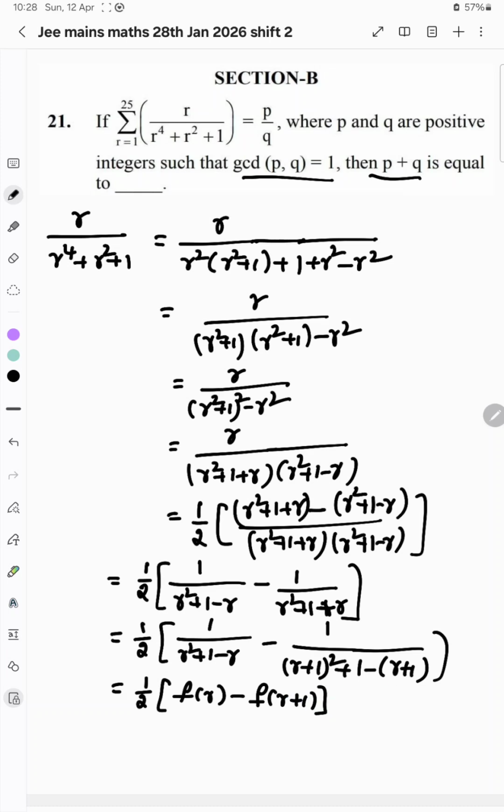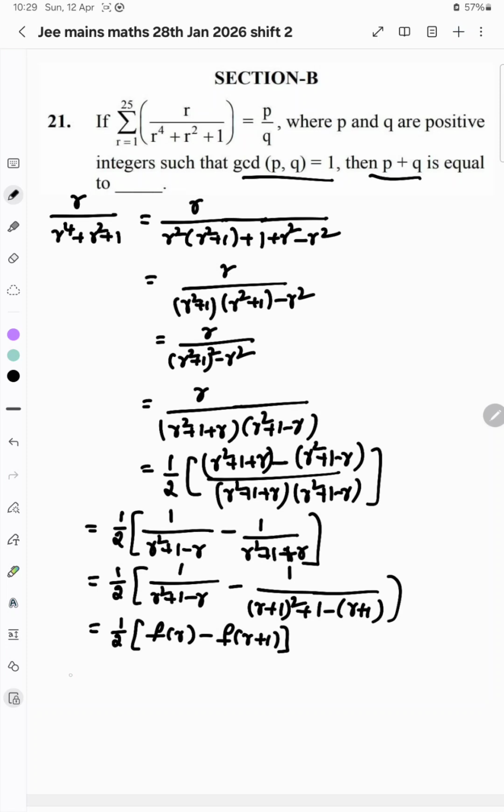Now what should we find? Actually, sigma only we should apply, from r equal to 1 to 25. This complete term, for this only we should apply. However, 1 by 2 is a constant, we can take it outside, 1 by 2, and for this only we should apply f of r minus f of r plus 1.